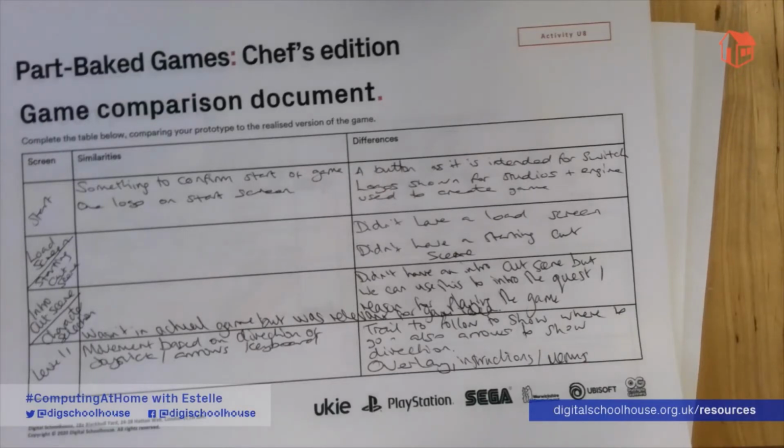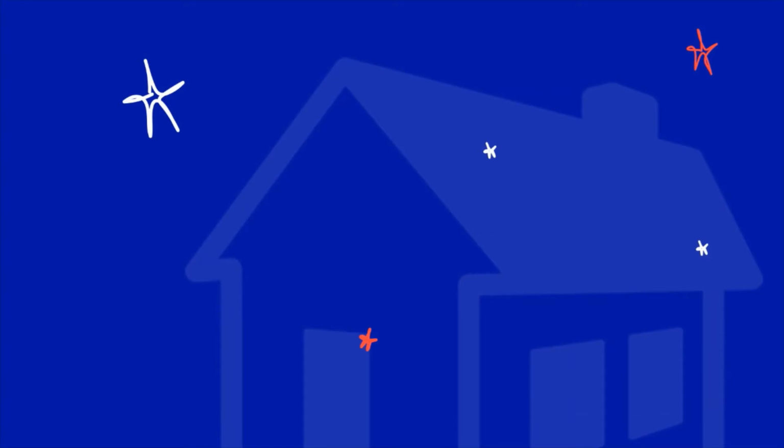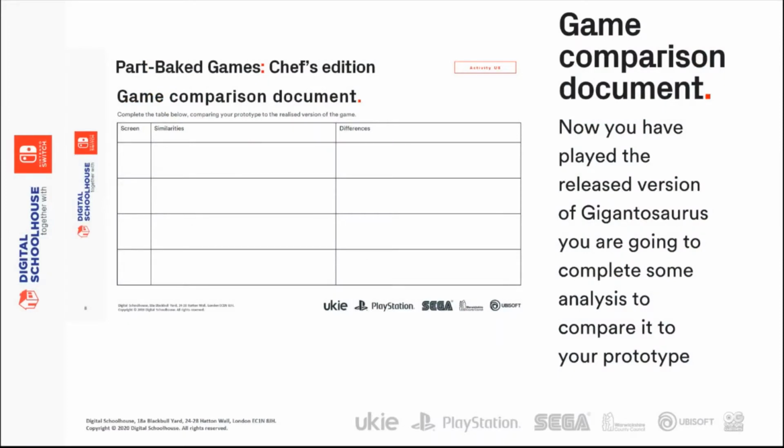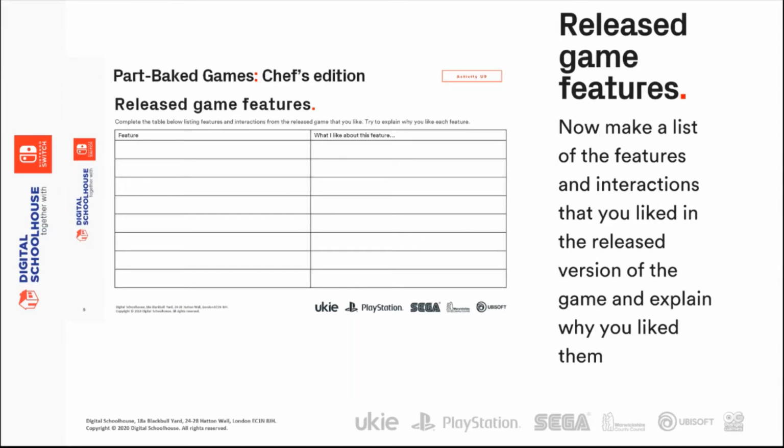Excellent. So let's just hop back over into our presentation and have a look at what we're going to think about next. So we have identified quite a lot of similarities and differences between our two games in our game comparison document. Well done. Hopefully you've done that with me as well and you've really thought about what's similar and what was different. And now you're ready to think about the next stage. So we've played the release version of the game and we've done some analysis to compare it to our prototype. The other thing that we are going to do is look at some of the released game features, and we're going to think about the features and the interactions that we liked in the released version and explain why we liked them.